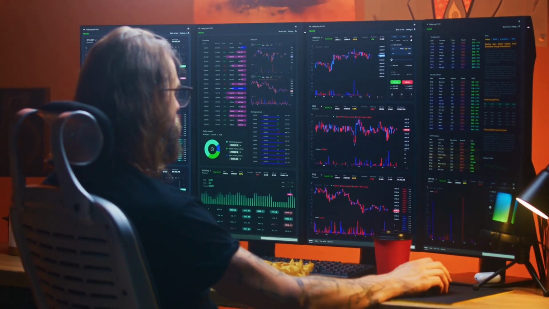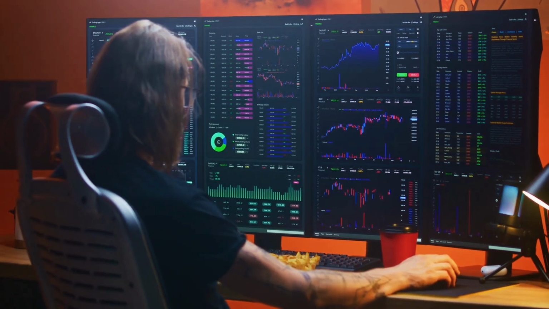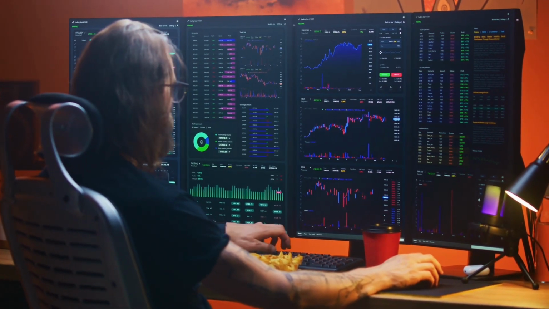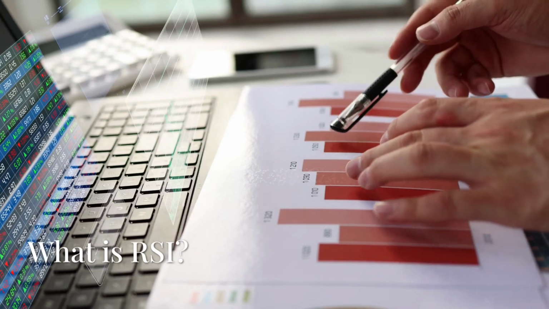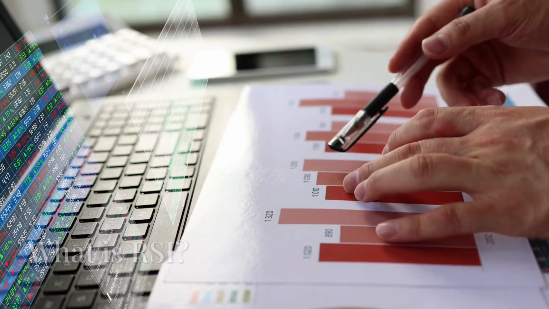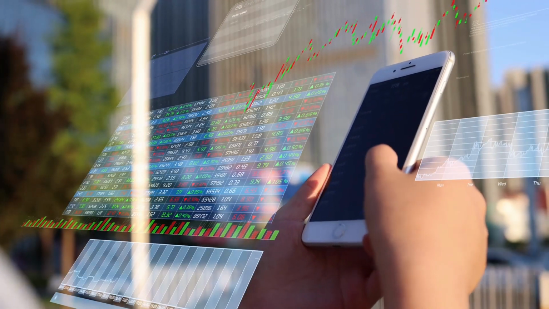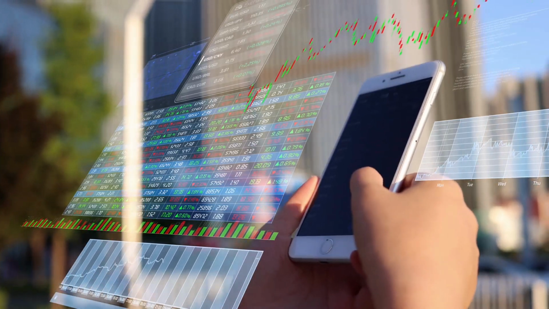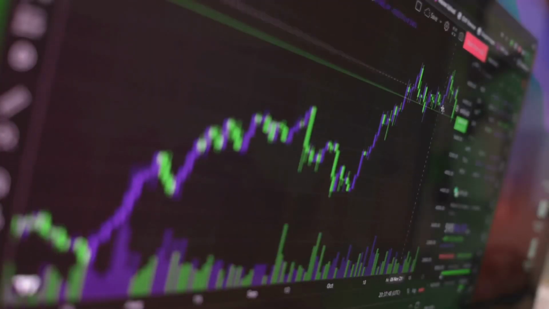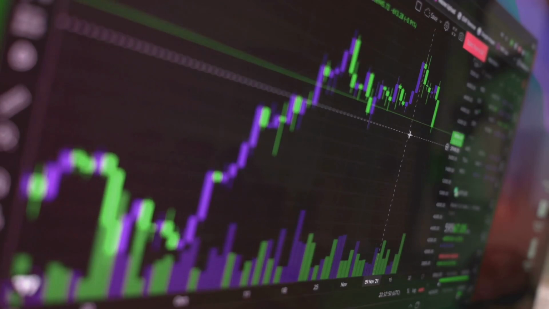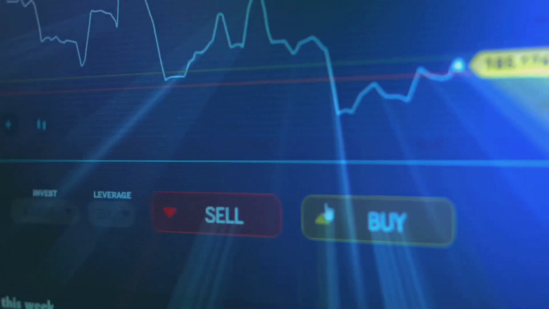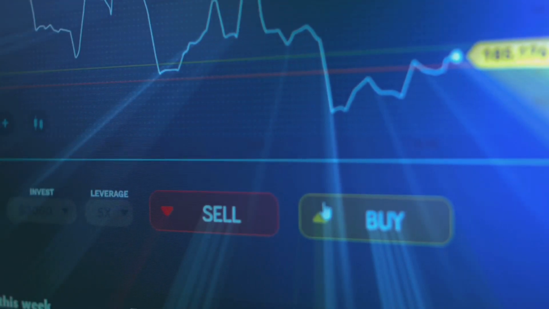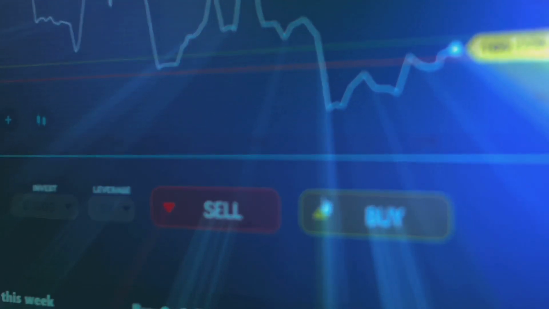RSI 10. Here's a detailed explanation of RSI 10 in online trading, including what it is, how it works, and how you can use it in your strategy. What is RSI? RSI, or Relative Strength Index, is a momentum oscillator that measures the speed and change of price movements. It ranges from 0 to 100 and helps identify overbought or oversold conditions. Originally developed by J. Wells Wilder.